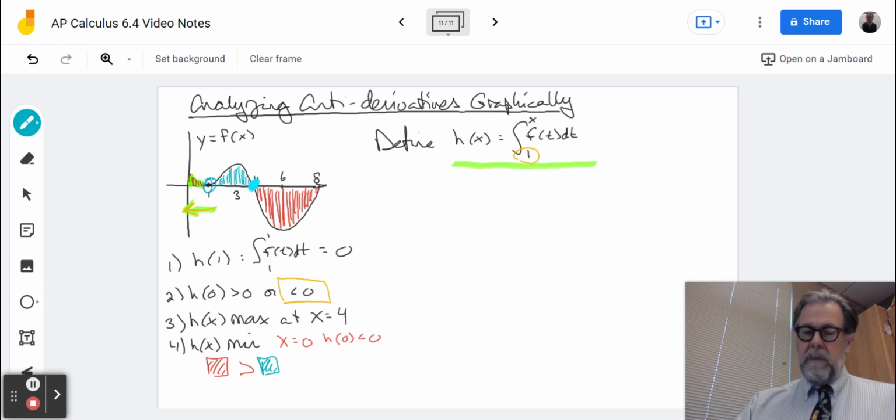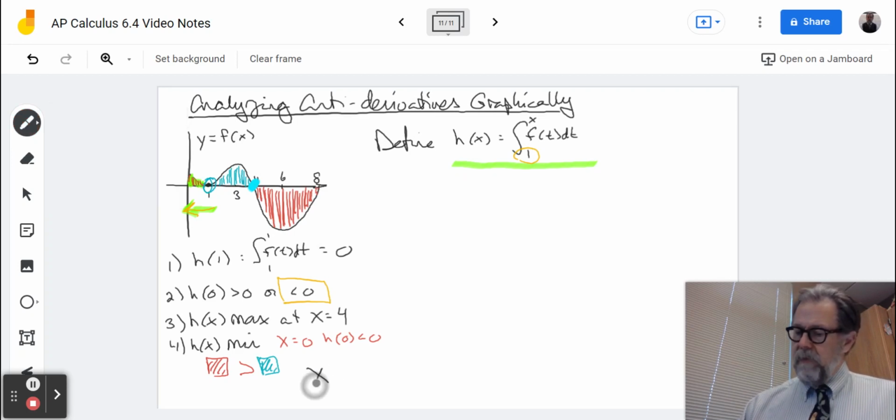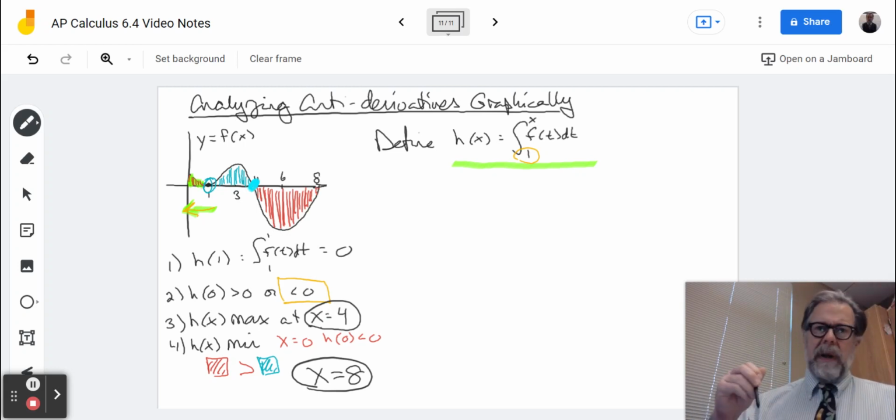So my minimum has to be when the function gets to the end of the negatives at x equals 8. There's my minimum. So it went up until it got to x equals 4, then it started going back down again. That gives me a maximum, and it keeps going down until x equals 8, and clearly it is a minimum.